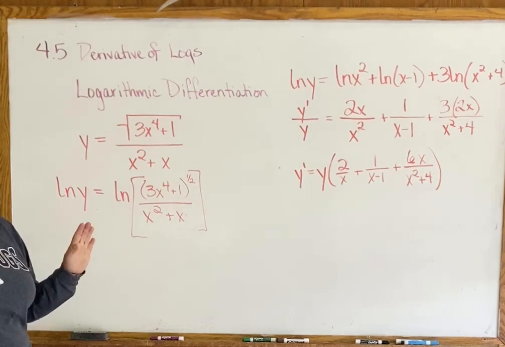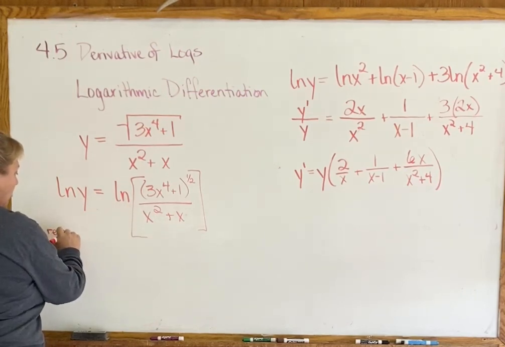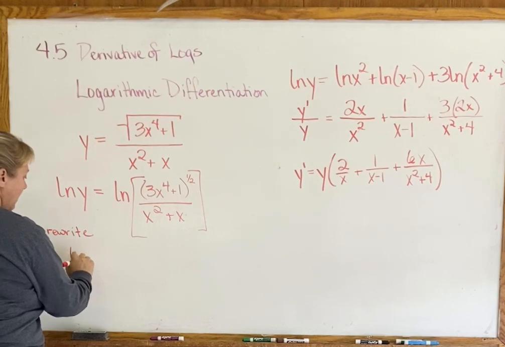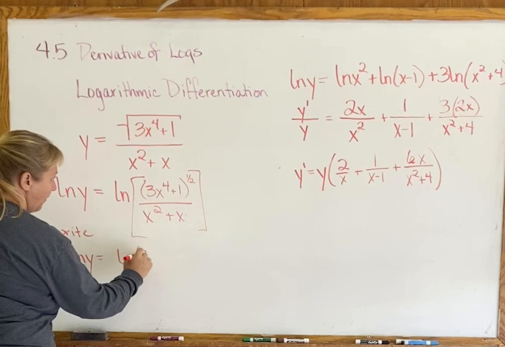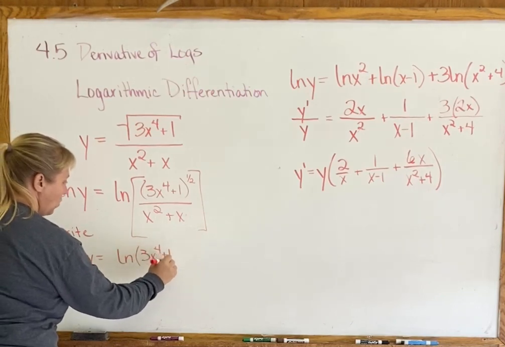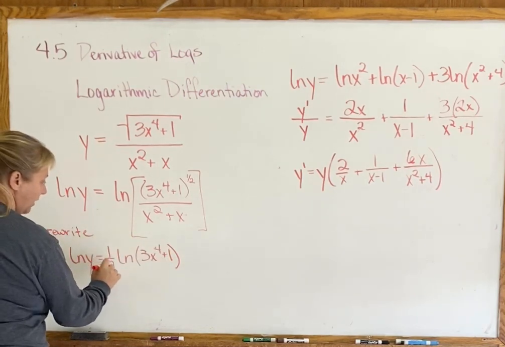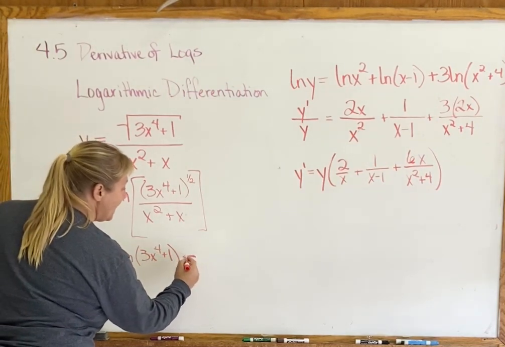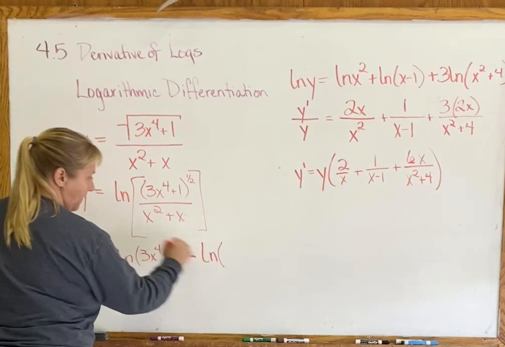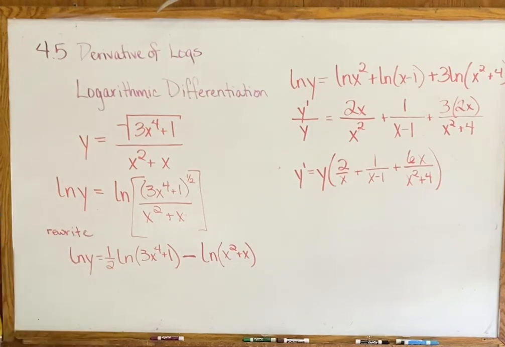you can rewrite this using subtraction. So no derivative yet, rewrite ln of y equals ln of 3x to the 4th plus 1 to the 1/2. Well, actually, we can bring the 1/2 out front, so 1/2 ln 3x to the 4th plus 1 minus the ln of the bottom, x squared plus x. No quotient rule, gone. No chain rule, gone.